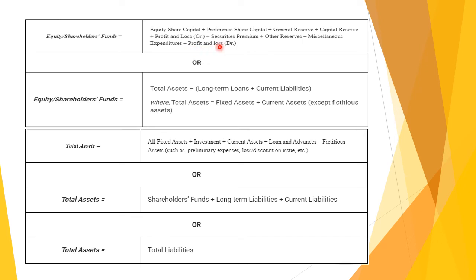Shareholders' funds also means, if total assets are given, total assets minus long-term loans plus current liabilities. And if total assets are given, what all is to be considered to calculate total assets? All fixed assets plus investments plus current assets plus loans and advances minus fictitious assets if any. And if liabilities are given, then add all the liabilities. And if only total liabilities are mentioned, then total assets equals total liabilities.